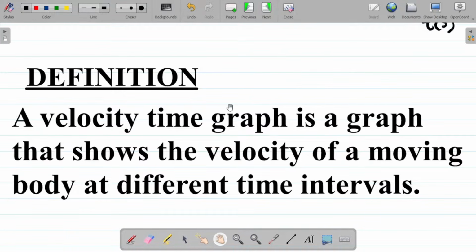By definition, a velocity time graph is a graph that shows the velocity of a moving body at different time intervals. So when we talk about the concept of a velocity time graph, we're talking about a graph that shows the different velocity of a body at different time intervals. Okay, so that's what a velocity time graph is. Let's look at what it actually looks like because it's a graph. So let's look at a basic diagram that shows what a VT graph looks like.